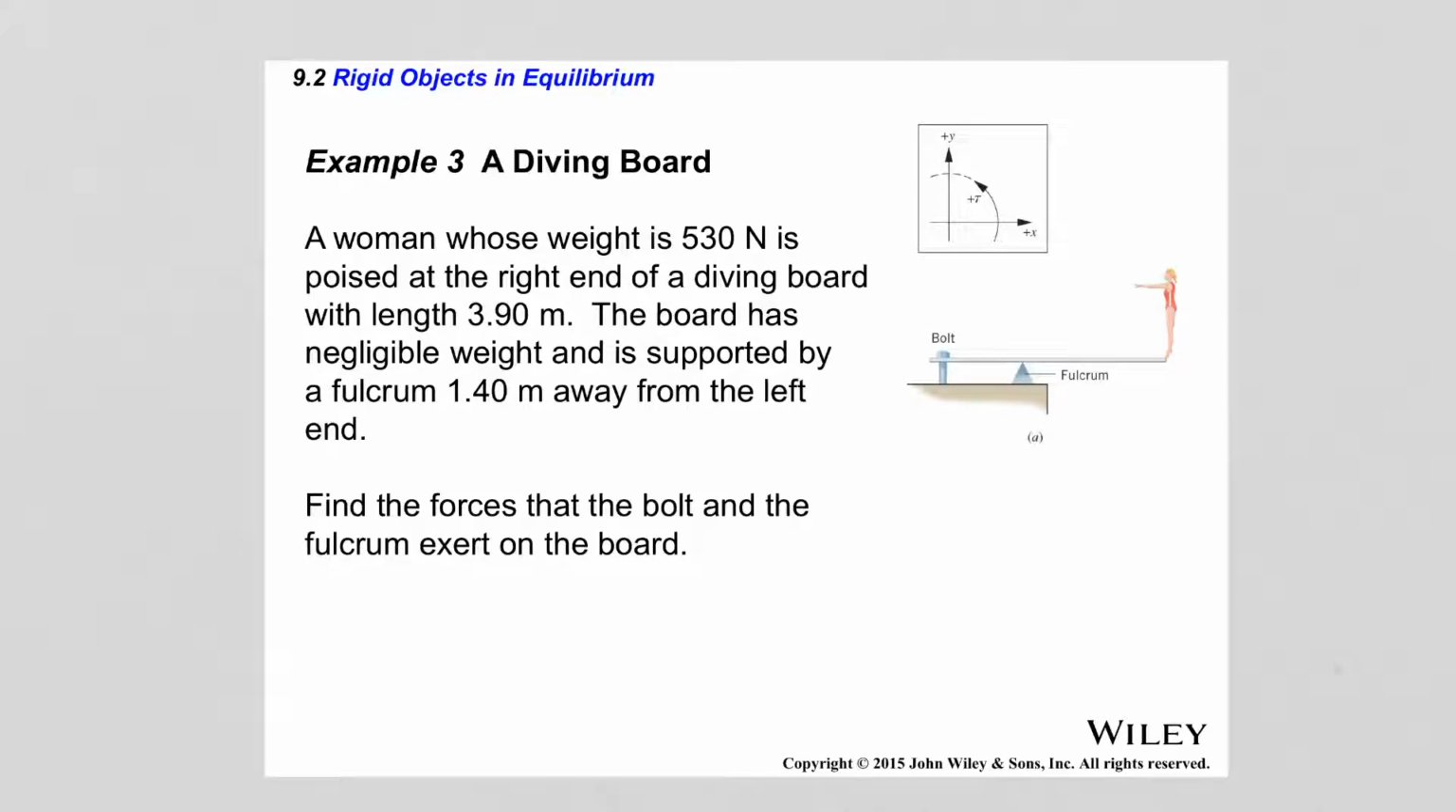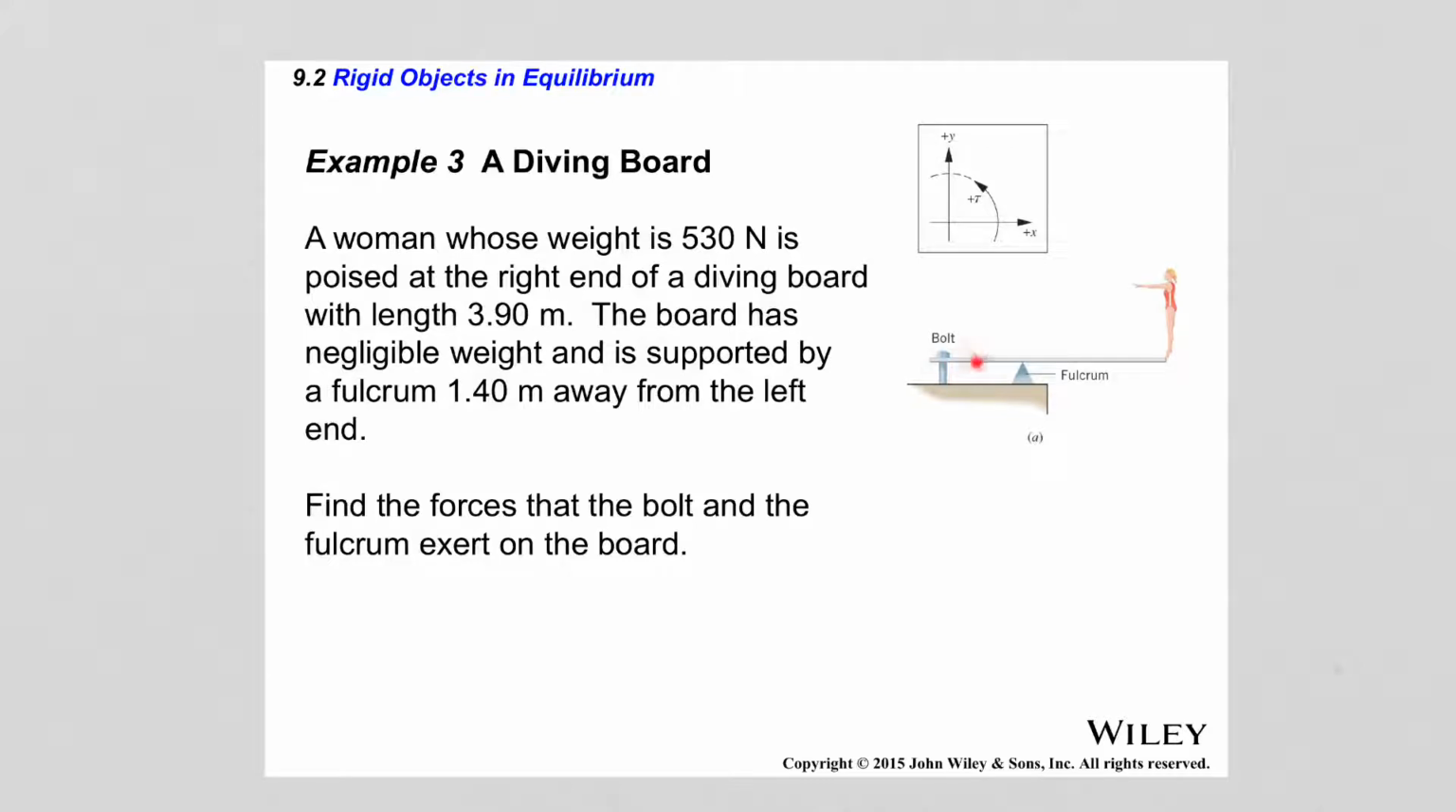A woman whose weight is 530 newtons is poised at the right end of a diving board with length 3.9 meters. The board has negligible weight and is supported by a fulcrum 1.4 meters away from the left end. Find the forces that the bolt and the fulcrum exert on the board.